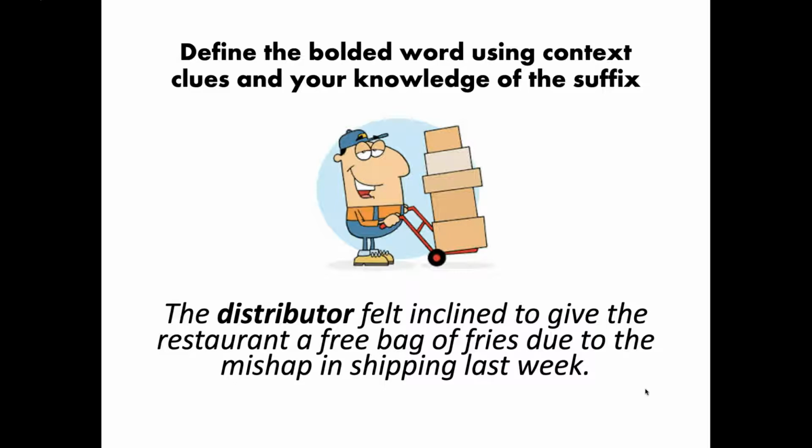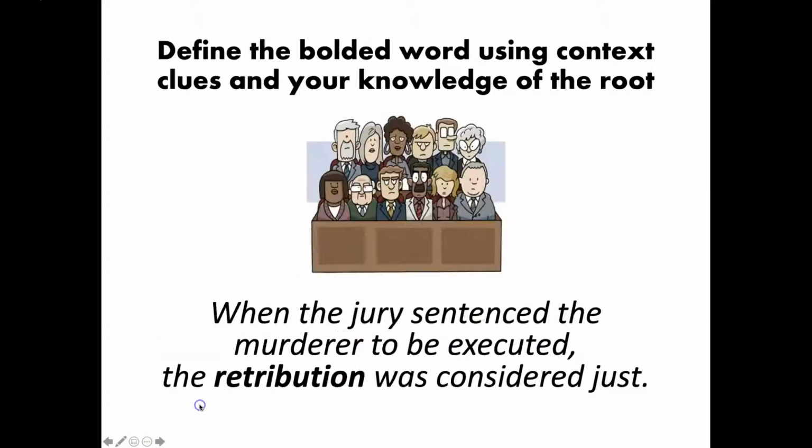All right, if you said a distributor is somebody who provides items or gives items to businesses, you are correct. Remember that root trib? This time it's in the middle of the sentence. It means give. In that context, they're talking about giving a restaurant a free bag of fries. So the distributor is the person who's doing it.